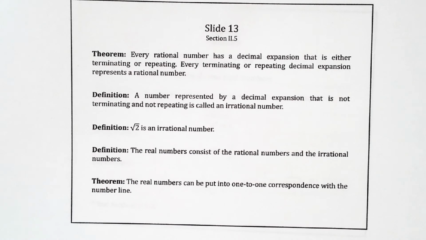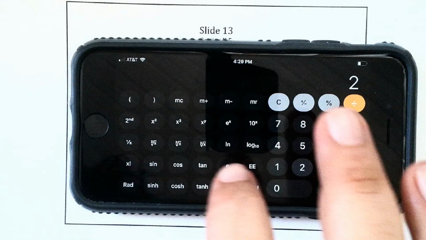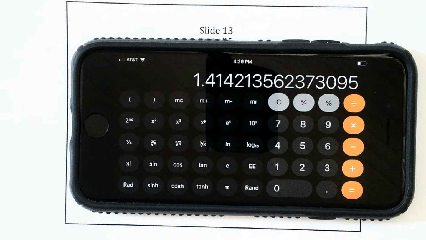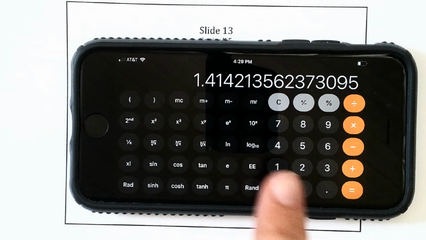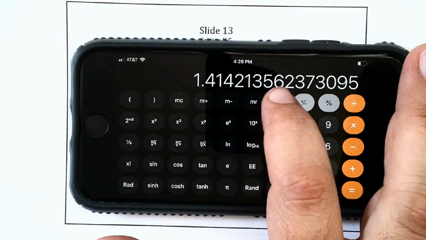Okay, a good example of an irrational number is the square root of 2. So if you do the square root of 2 on a calculator, 2, hit the square root button, you see that it's just this jumble of digits. There's no pattern to it. It doesn't repeat after any point. 1.414213562373095, blah, blah, blah, forever. So the square root of 2 is an example of a number that's not rational.